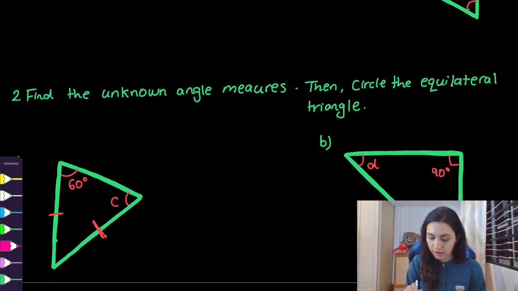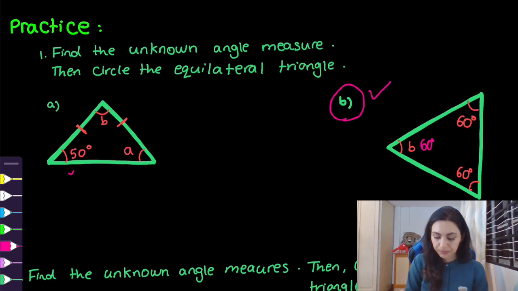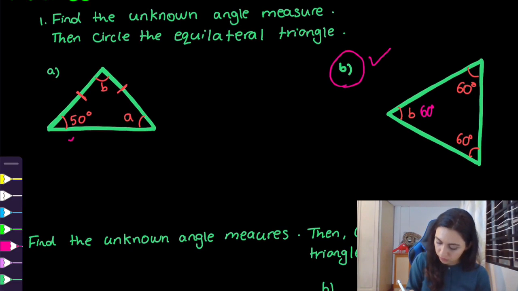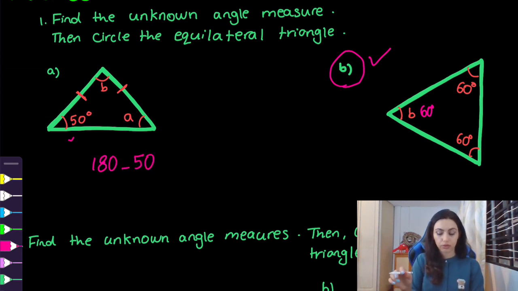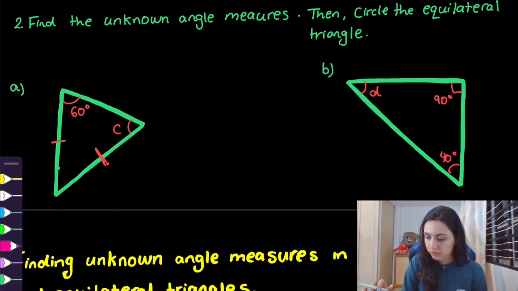Because the question is asking then circle the equilateral triangle. But just to do a practice, I'm just going to do 180 minus 50, and then you do the rest, okay, if you want to. Second question, find the unknown angle measures and circle the equilateral triangle.